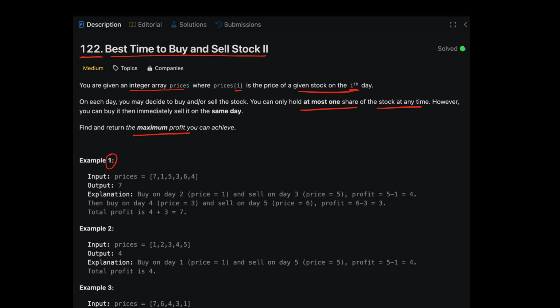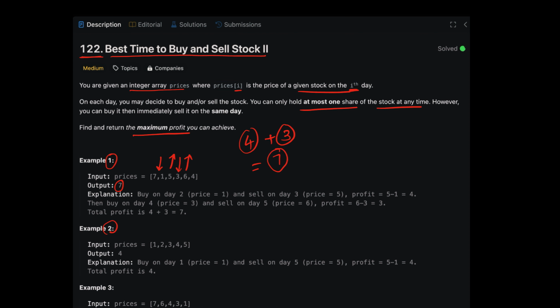In example number 1, the maximum profit that we can make is 7. One transaction is to buy on day 2 for value 1 and then sell it on day 3 for value 5, giving us the profit of 4. And the next transaction is to buy on day 4 for value 3 and sell it for 6, which will result in the profit of 3, totaling the amount of profit to 7.